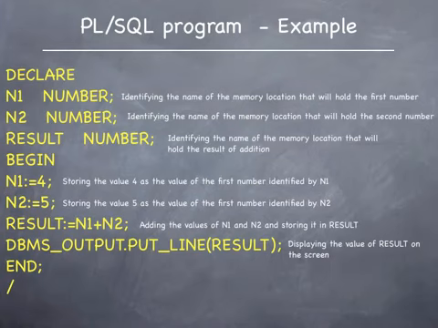Then we displayed the value of the variable result by using a DBMS_OUTPUT.PUT_LINE statement. Finally, the program ends with the keyword end.